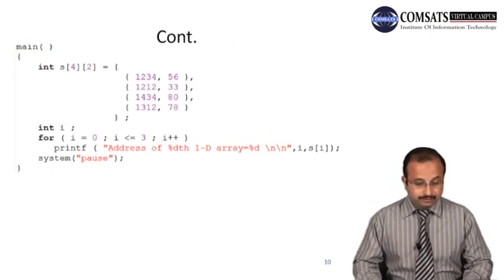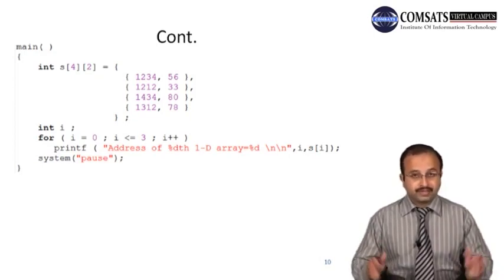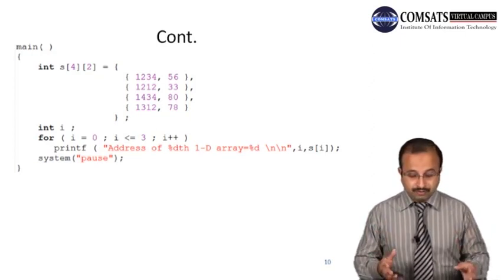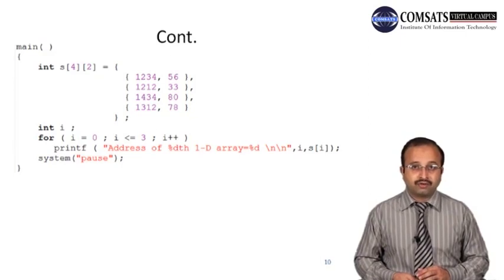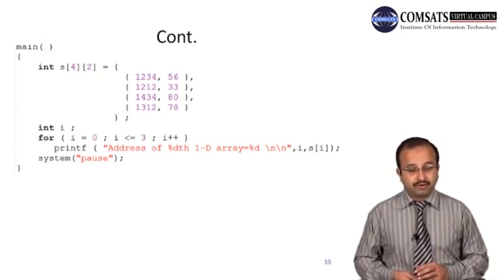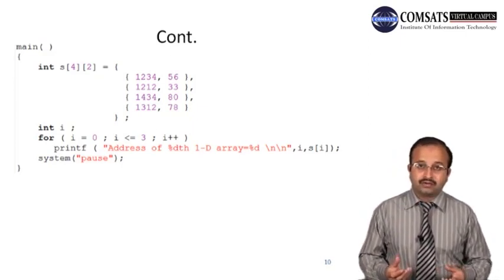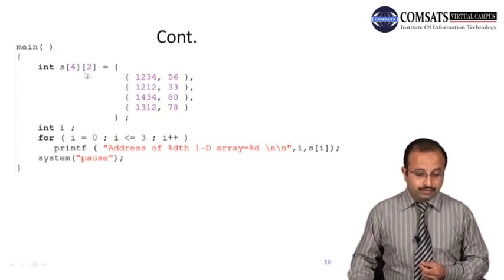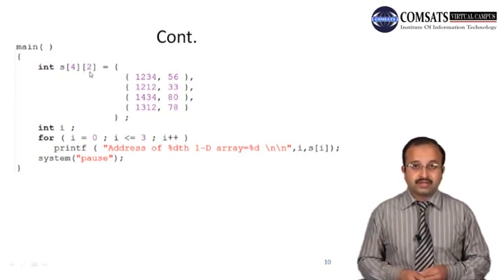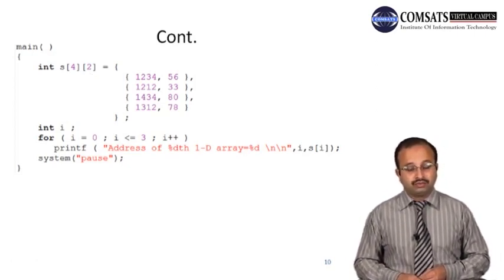Now let's see the program: how we access the address of a 1-dimensional array in a 2-dimensional array. हमारे पास एक 2-dimensional array है. We are going to see using this program how we can access the address of an individual array from this 2-dimensional array. So अभी हमने देखा था कि a 2-dimensional array is a group of 1-dimensional arrays. So if we have a 2-dimensional array whose size is 4 rows and 2 columns, then there are 4 1-dimensional arrays and each 1-dimensional array contains 2 values.